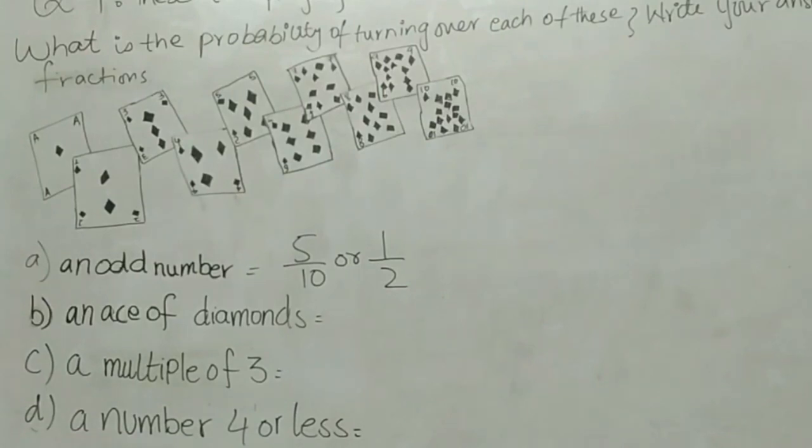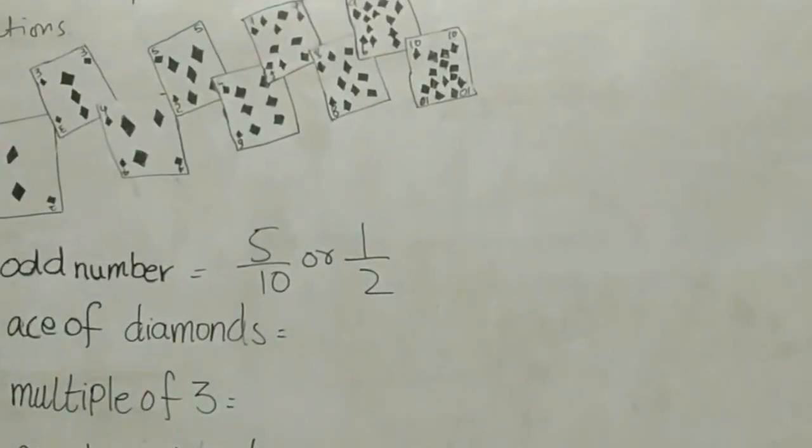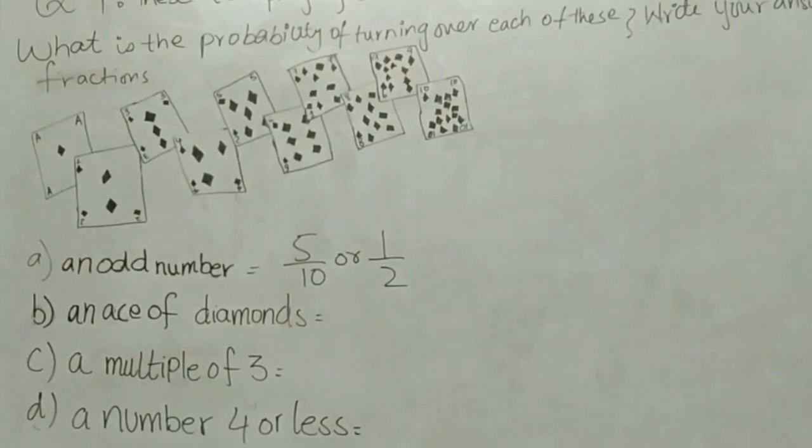Now come on B part, an ace of diamonds. Here you can see which card is an ace of diamonds, only one card. Here you can see, this one. So how can you write out of 10? It is only 1, so you write 1/10. So I am going to write now.